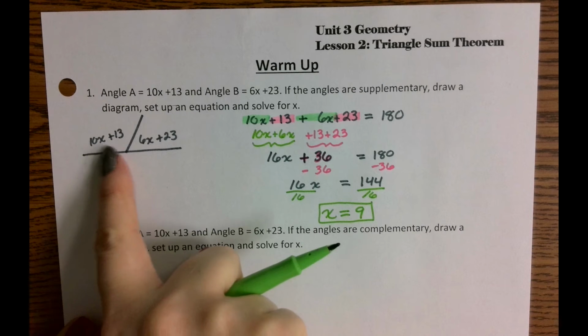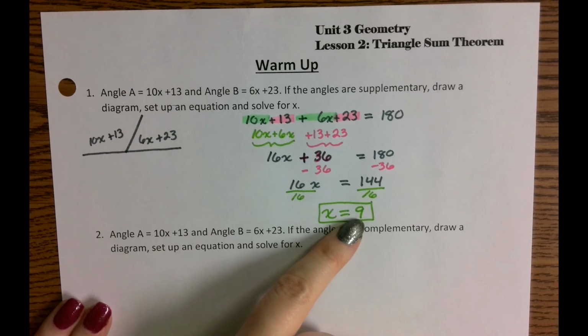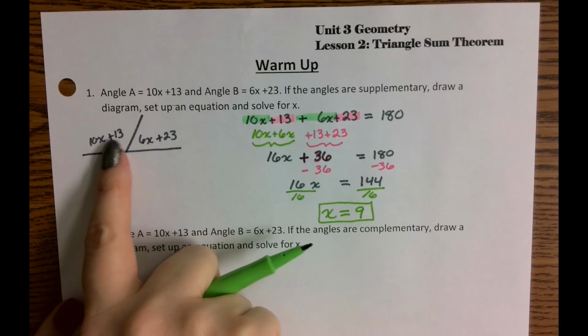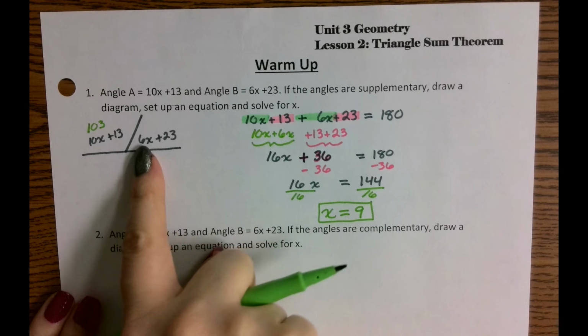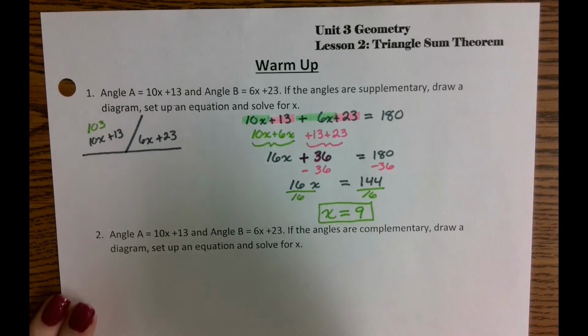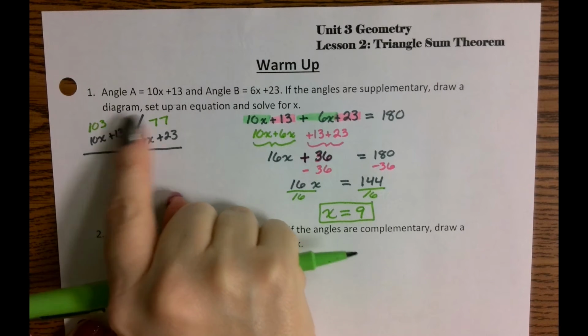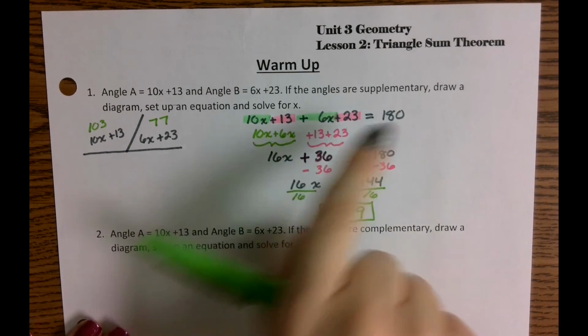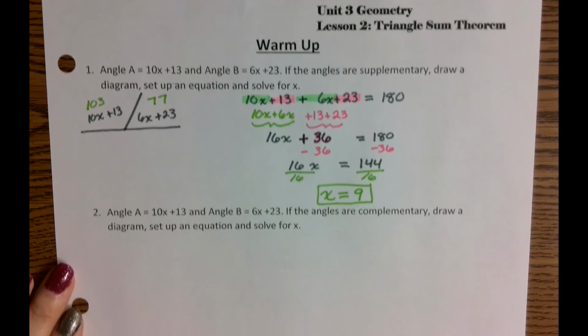Okay, if you were to substitute this back in to find out what each of the angles would be, you could do 10 times 9, which is 90, plus the 13, that's going to give you 103. Then you could do 6 times 9, which is 54. 54 plus the 23 is going to give you 77, which makes sense because 103 plus 77 should equal 180. It's a nice and easy way to check that you did it correctly.